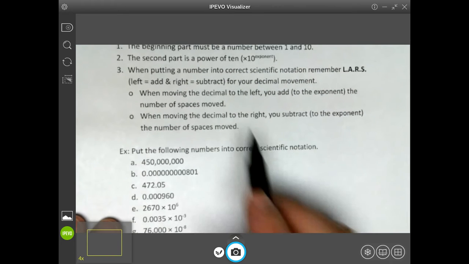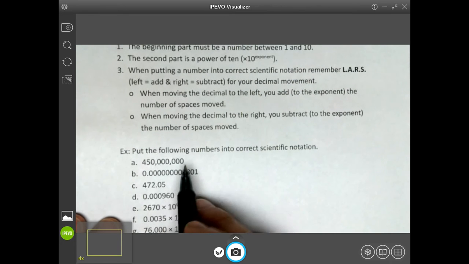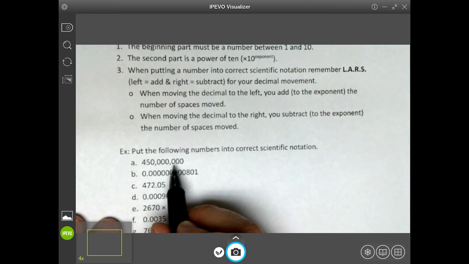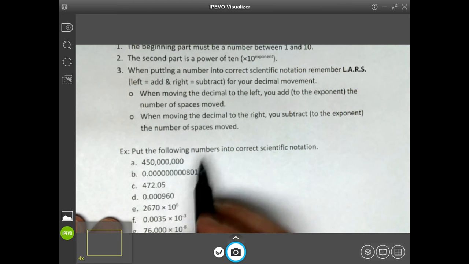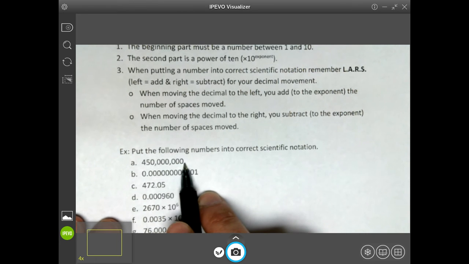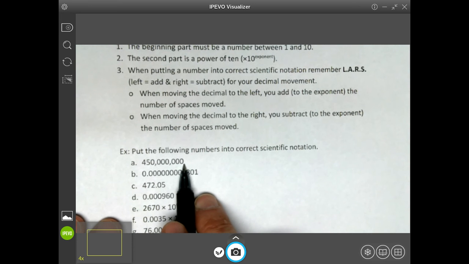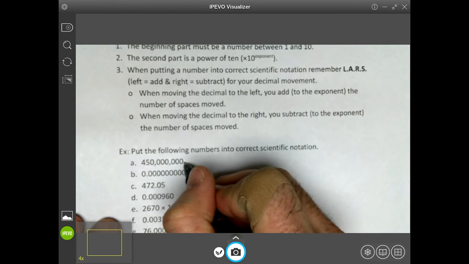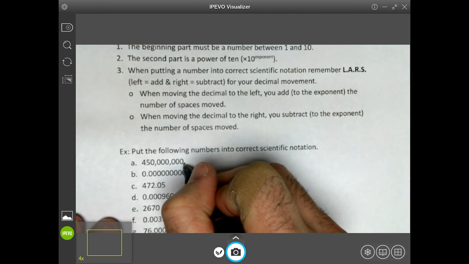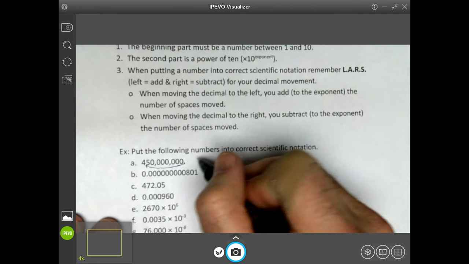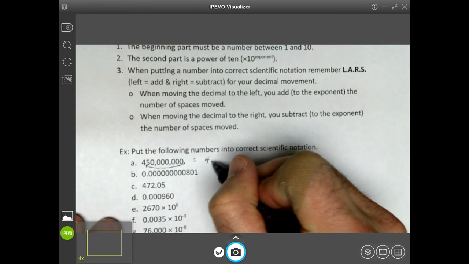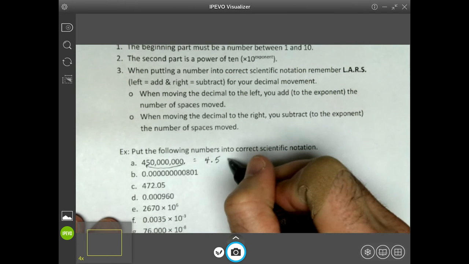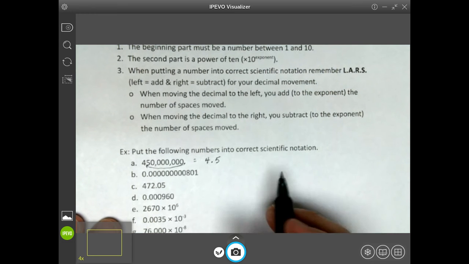So down here, if there is no decimal, that means the decimal is at the very end of the number. It's a whole number, and the decimal's at the end. So the decimal will be here. We're going to move this decimal to between the 4 and the 5, because that gives me 4.5. Okay, that's a number between 1 and less than 10.